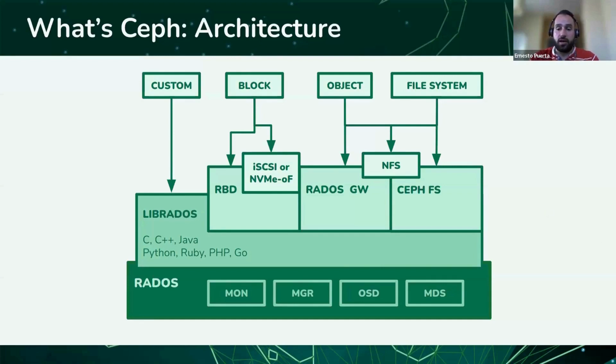And the underlying infra is basically librados, which is a library that deals with the Rados protocol. That library is available to different languages. And in the core of that, we have different daemons that provide services like the monitors, managers, OSDs, and the metadata servers.